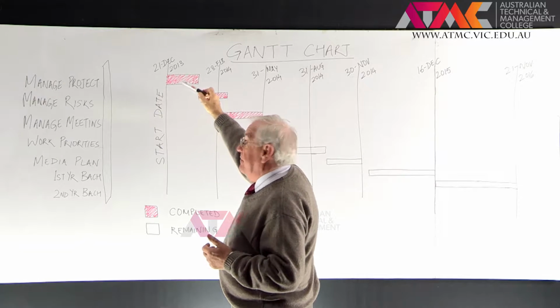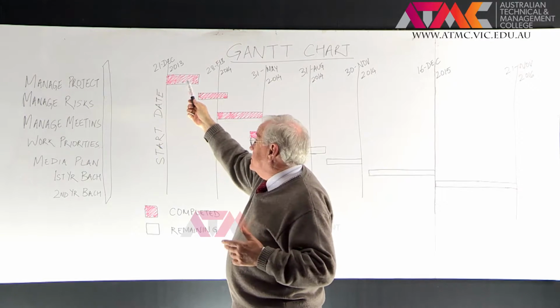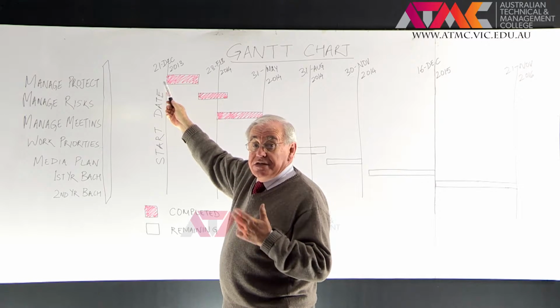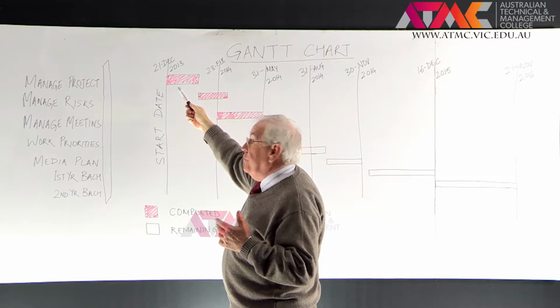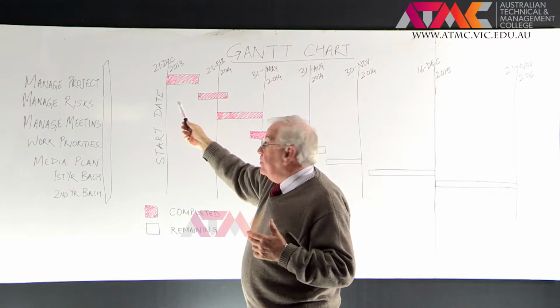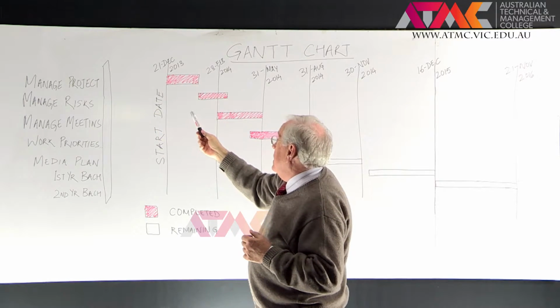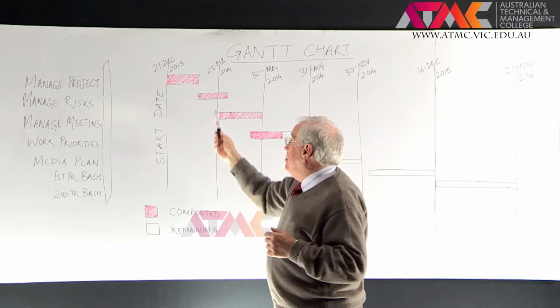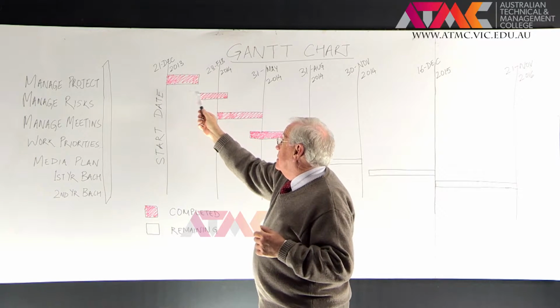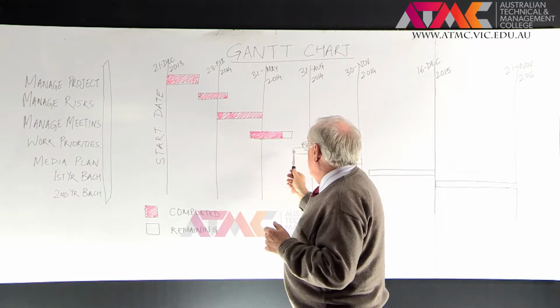And up the top we have the dates that these activities may start or may finish, or for how long they may go for. And each activity, managed projects for example, is represented by a bar. And each has its own bar.